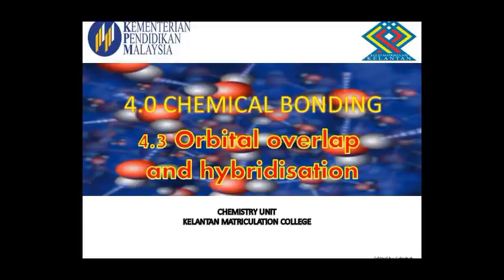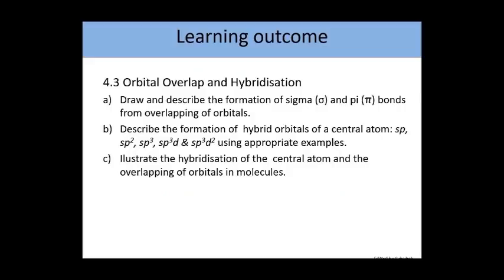The next subtopic for chemical bonding is orbital overlap and hybridization. Part A: draw and describe the formation of sigma bond and pi bond from overlapping of orbitals. B and C will be discussed in your tutorial class.